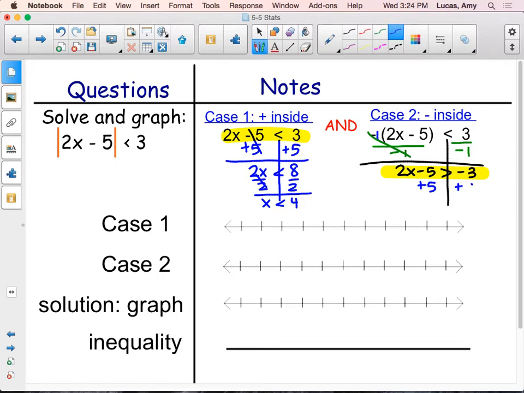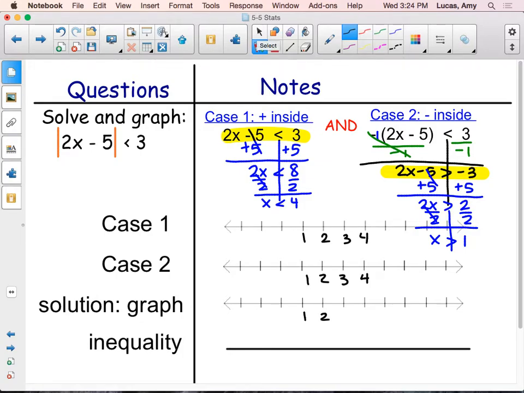Now I can finish solving this one. I get 2x is greater than 2, and divide by 2. So x is greater than 1. So my number lines need to go from 1 to 4. And remember, we're looking for where they overlap, because less than with our absolute value is an intersection.